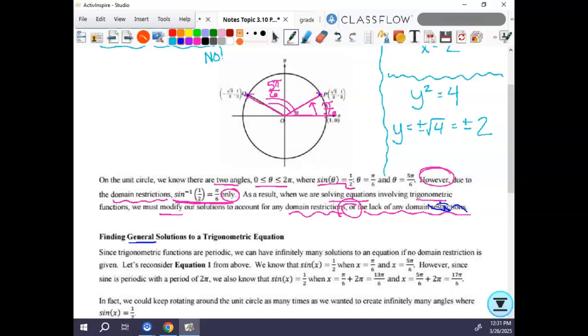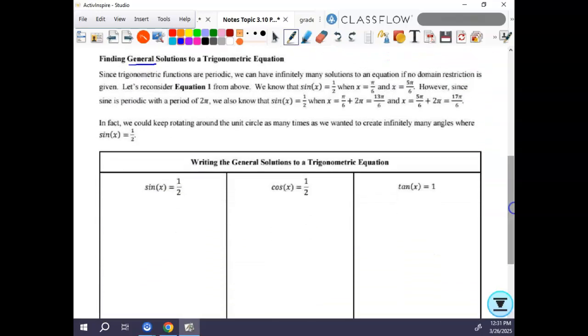And that's what our general solutions are. That's basically what this says right here. Since they are periodic, we can have infinitely many solutions. Okay, not always, but we can if there's no domain restrictions. Since sine is periodic with a period of 2pi, we know that if it works at x equals pi/6, I do one more rotation of 2pi and get to 13pi/6. Or 5pi/6, I add the 2pi and get 17pi/6. And I can keep adding or keep subtracting. Just keep going around the circle.